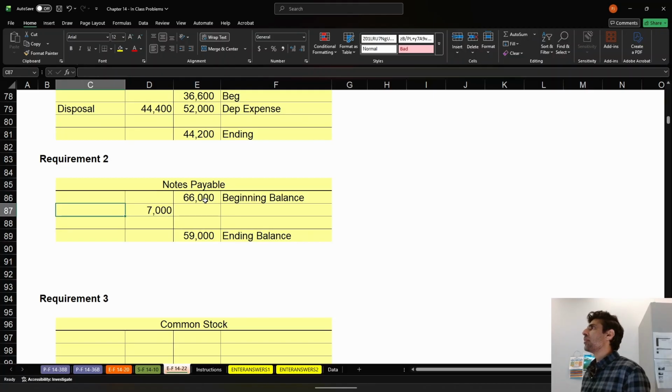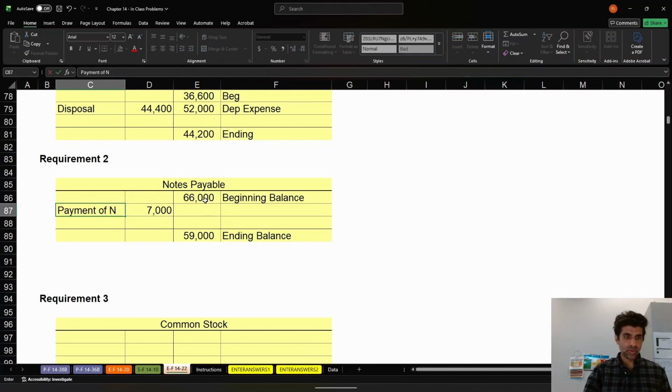Yeah, you paid off some of your notes payable. So this is the debit. What would the credit have been in the journal entry? Cash, right? So this represents a cash outflow. Okay, so this is a payment of notes payable.